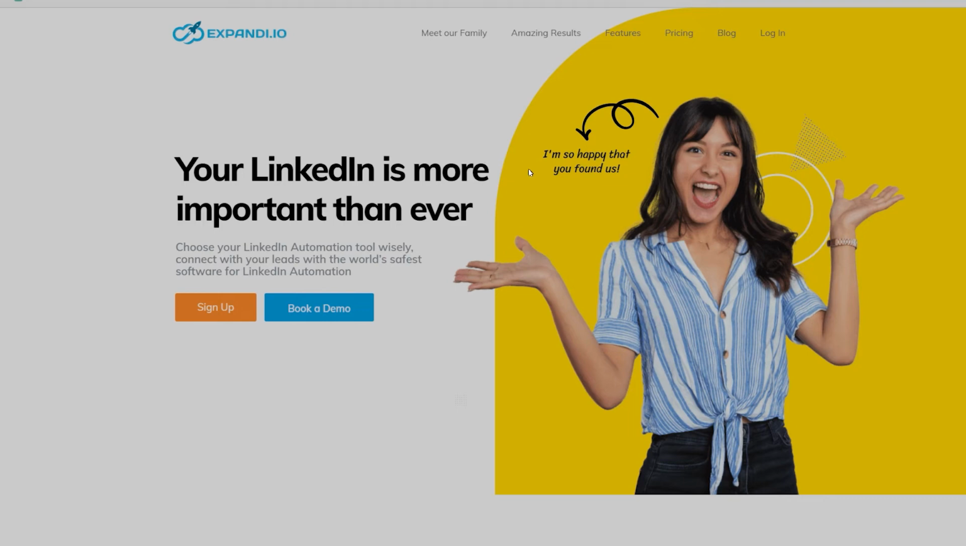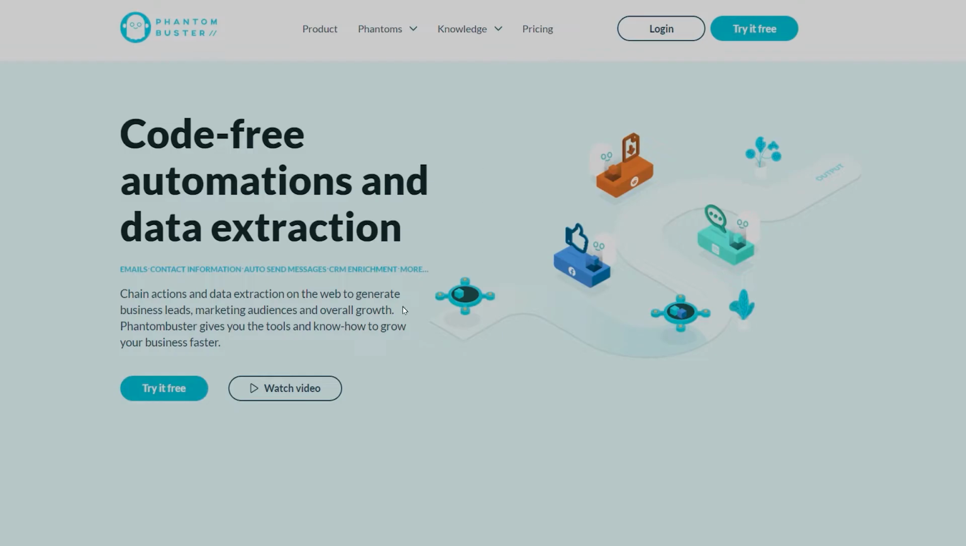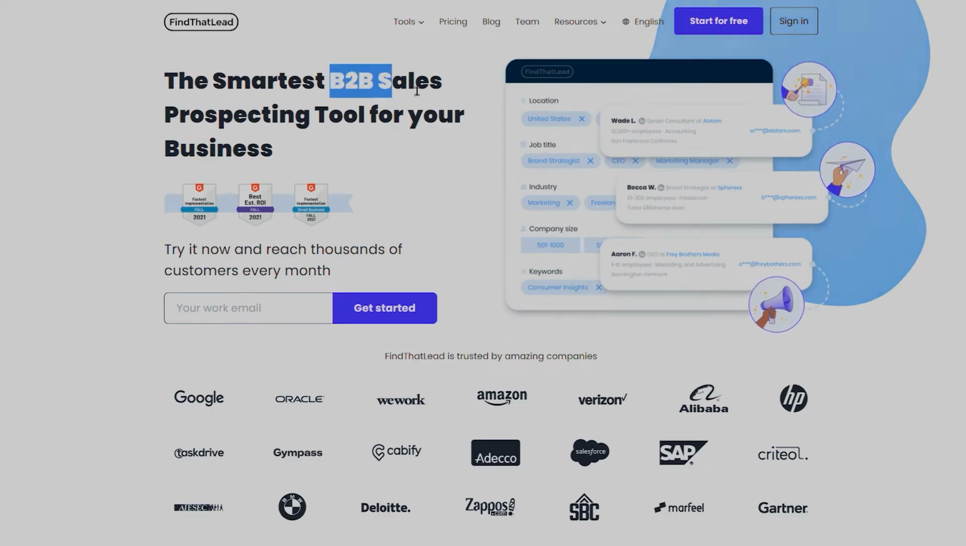In order for you to be successful with your LinkedIn strategies, there are a few tools that I strongly recommend for you to download. These tools include Expandy, Phantom Buster, and Find That Lead. They are well known for assisting professionals all around the world in generating leads and converting them into actual sales.